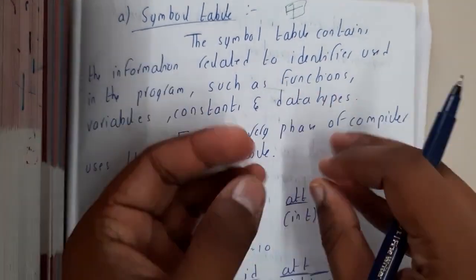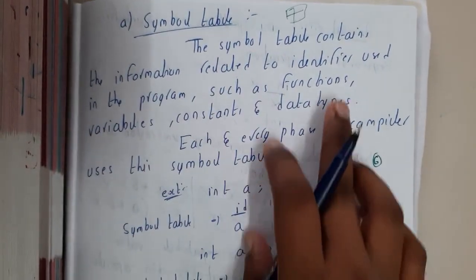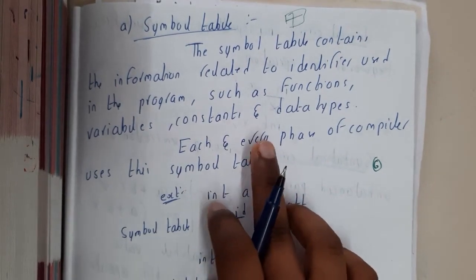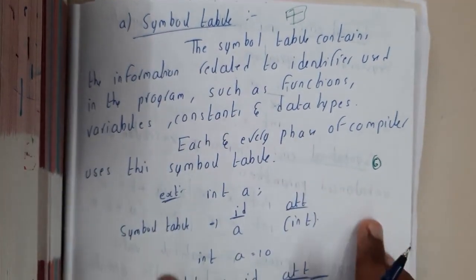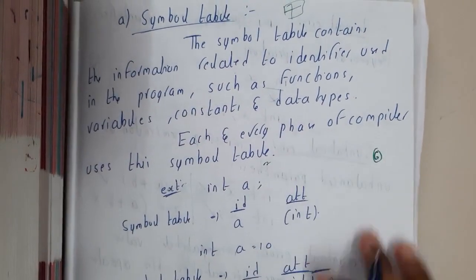So all these details will be stored in this symbol table, guys. The symbol table contains the information related to identifiers used in the program, such as the functions, variables, constants and their data types. So basically each and every phase of the compiler is connected with the symbol table.